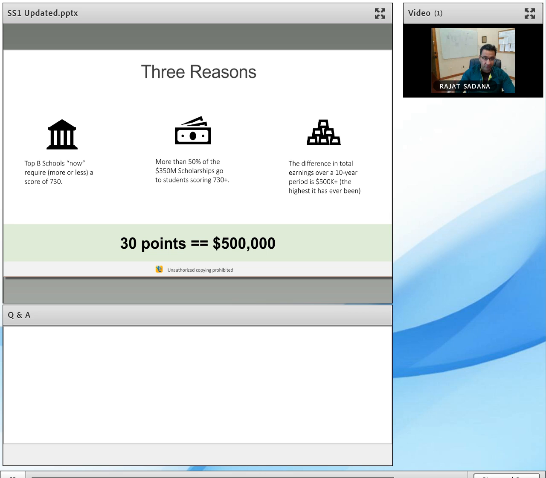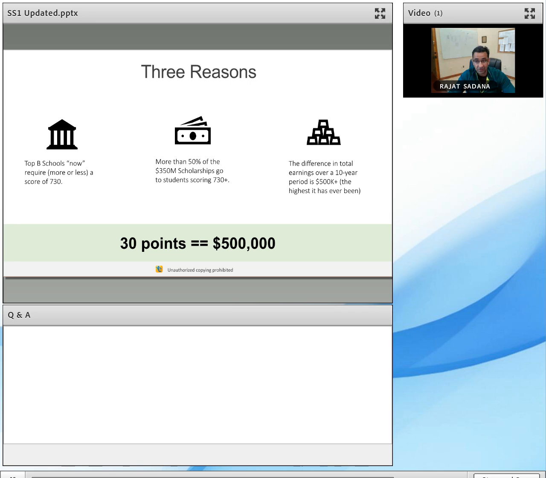So again, three reasons why you should aim for a score of 730 or higher. One, top B schools now require that high score. The second, scholarships. This is something that you get right away. And trust me, after you've received an admit, if you have a full fellowship, you don't have to worry about securing a loan. Life is a lot better. I've experienced it myself, and it's probably the best investment you can make in your GMAT preparation.